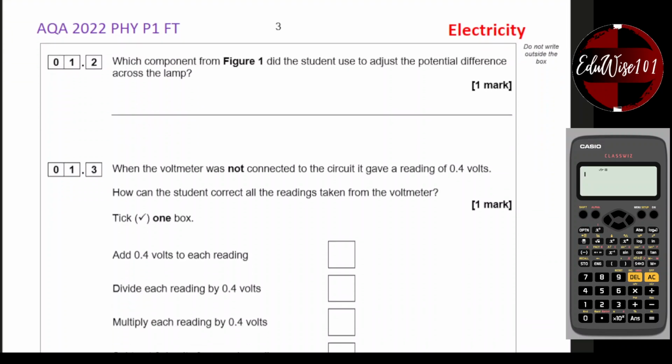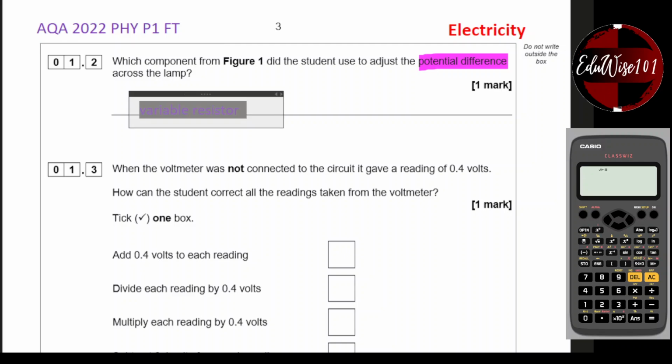Question 1.2. Which component from figure 1 did the student use to adjust the potential difference across the lamp? To adjust the potential difference, you would use the variable resistor.